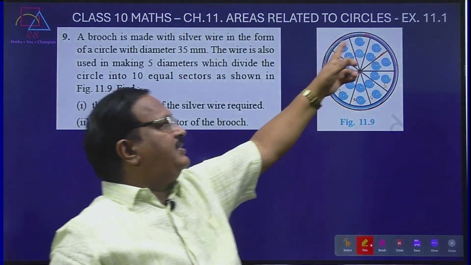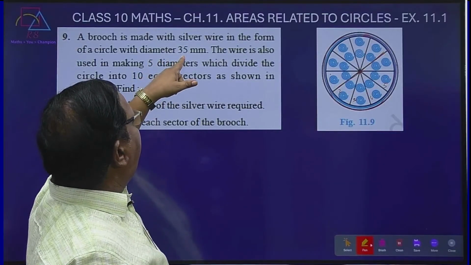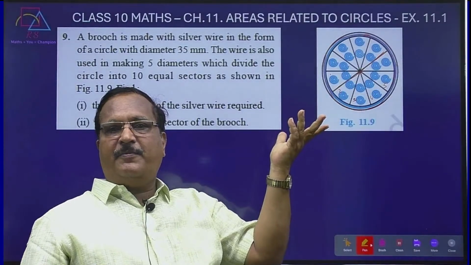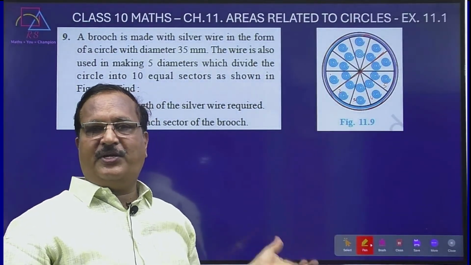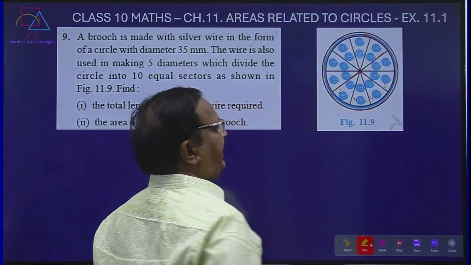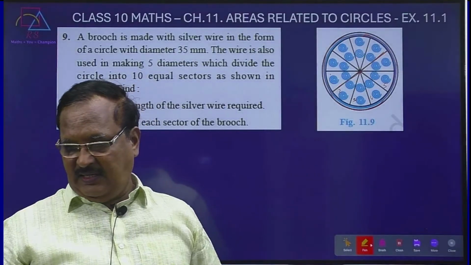So for circumference, what do you need? You need the radius. Already the diameter is 35 mm. So diameter is 2r, we can put 35. So circumference is equal to pi d, we can write, or else we can also write 2 pi r. Okay.